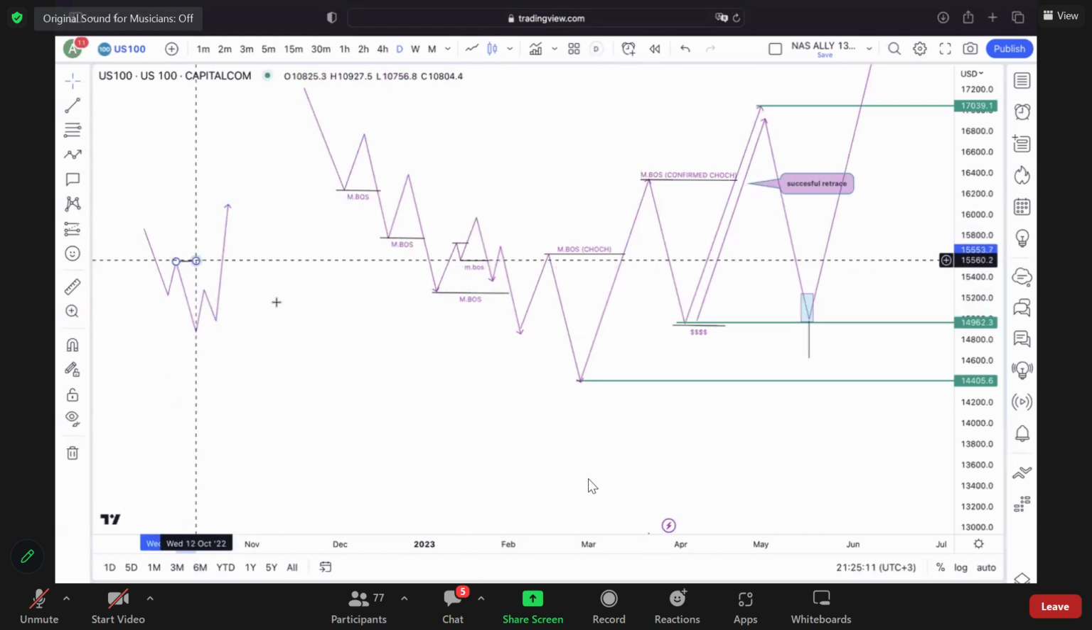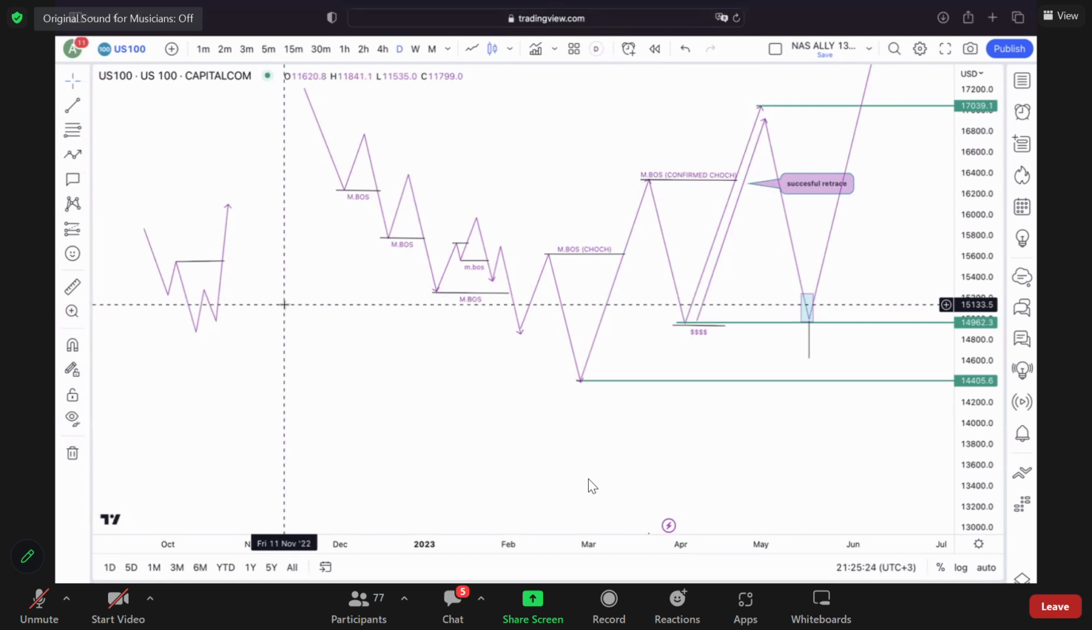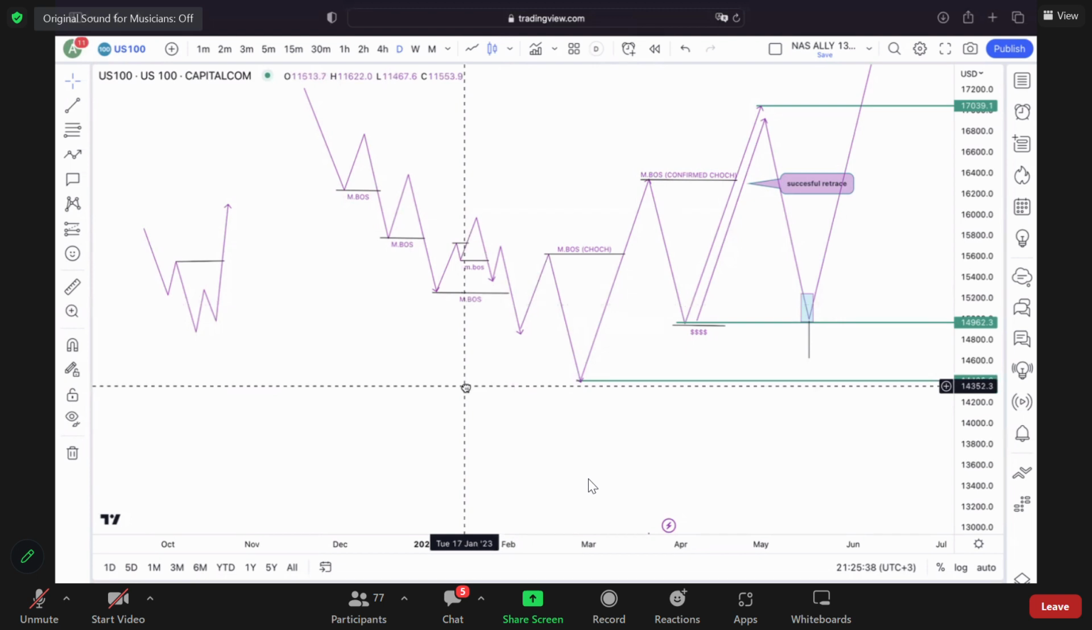Sorry, Ali. Does that make sense? Yes. Sorry, Ali. Can I ask one more thing about this? Yes. Since, as you say, it's not a proper change of character, you told us once before, if the change of character is not in alignment with our higher time frame or major structure, then it's probably inducement. So would you call that inducement? Exactly. Yes.